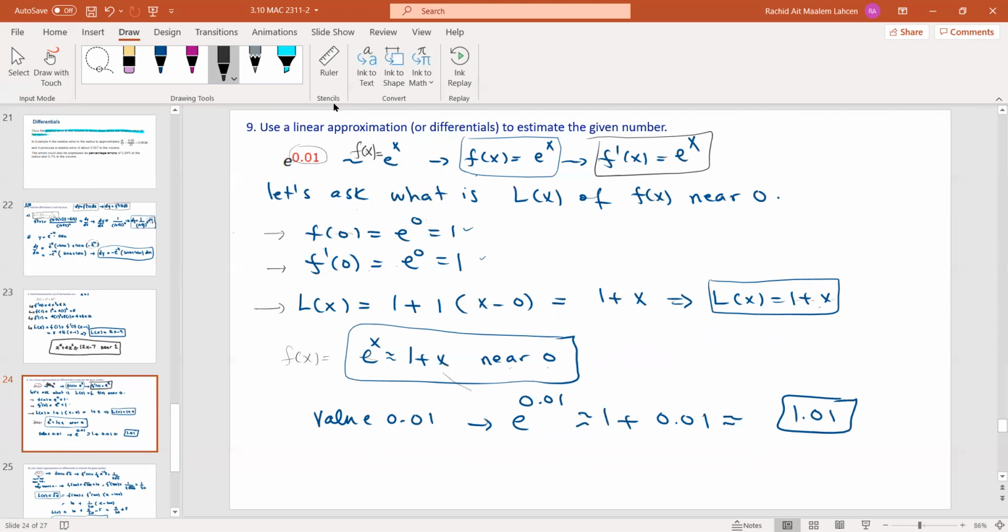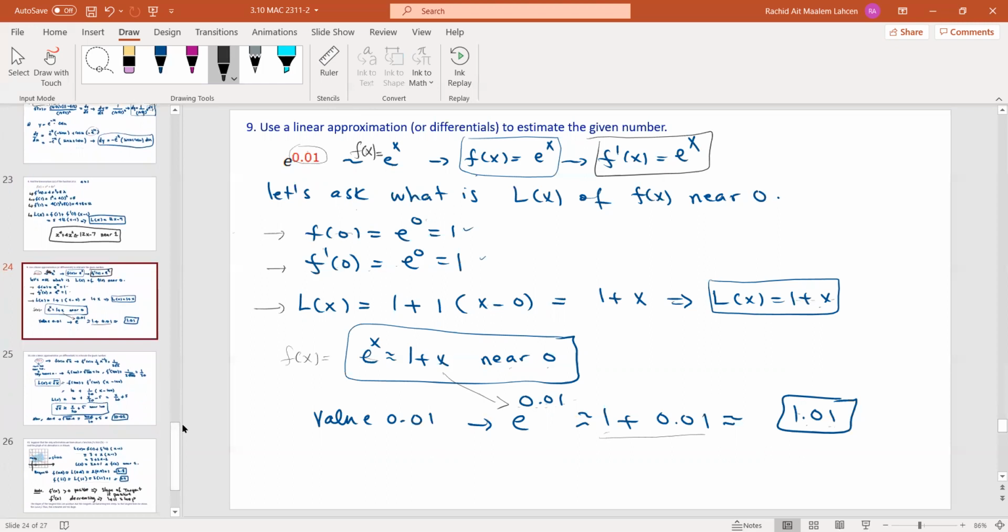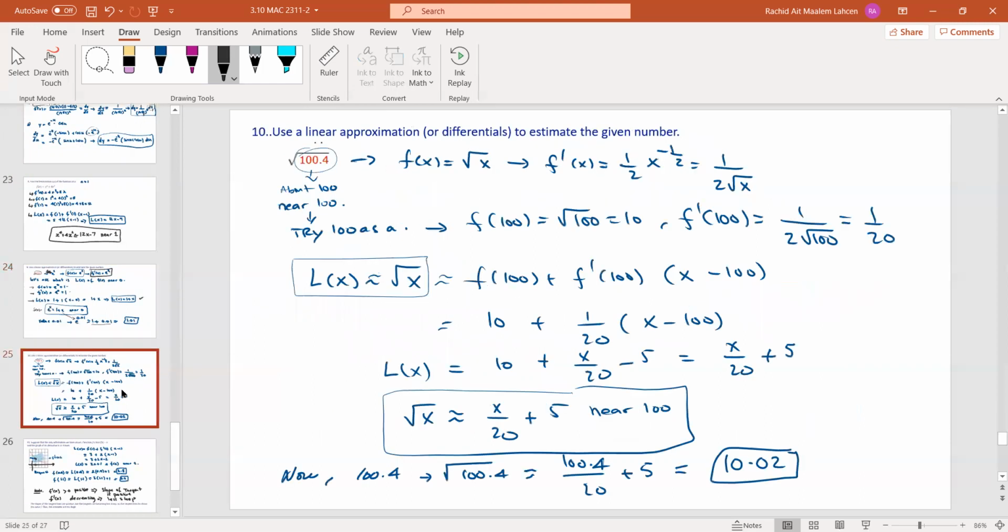So now we can use the formula. Because using 0 is much simpler, and it's near 0.01. So we use the formula, we substitute 0.01. Now it's easy to use, and we get 1.01. Of course, you can do this on a calculator and compare it to this and see how good it is, and also to verify your answer whether this thing is correct or not.